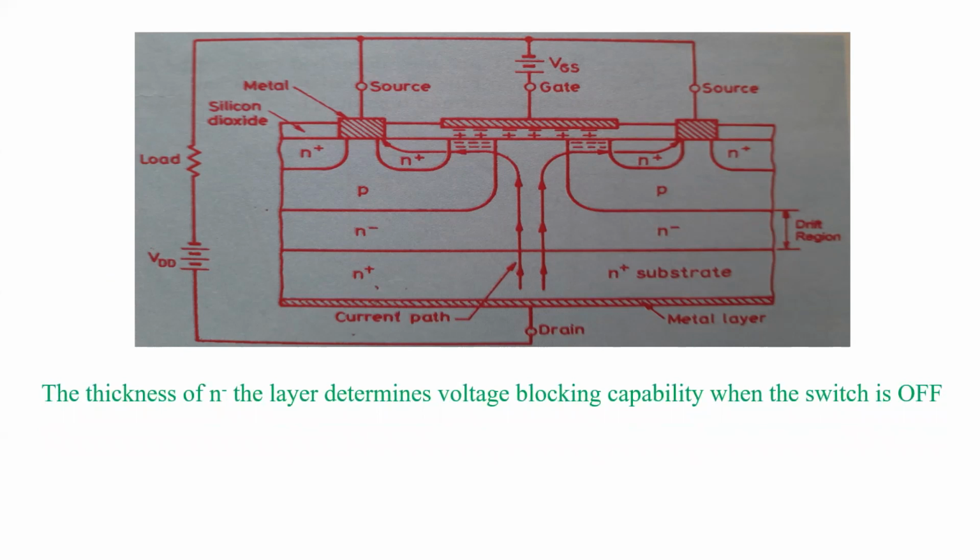Now the thickness of the N minus layer determines the blocking capability when the switch is off. When the device is off, the voltage appears across the device. At that time, how much voltage it can sustain, or how much voltage can be applied during off, is determined by the thickness of the N minus layer.